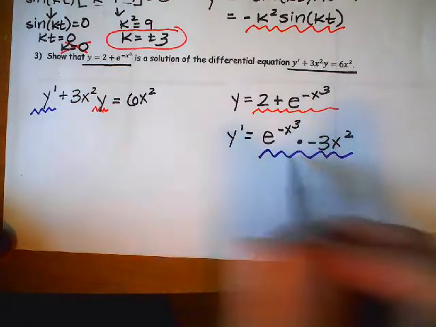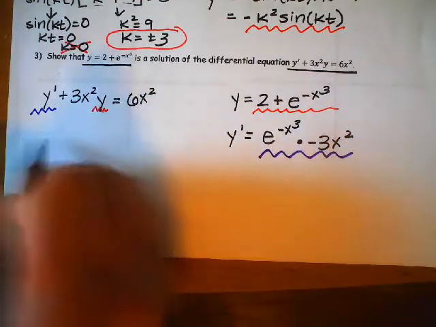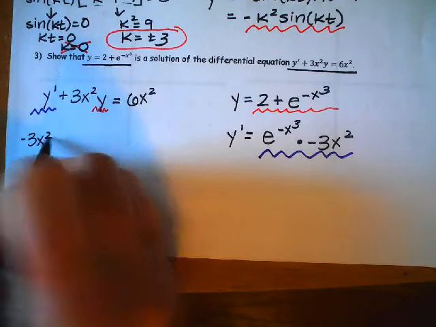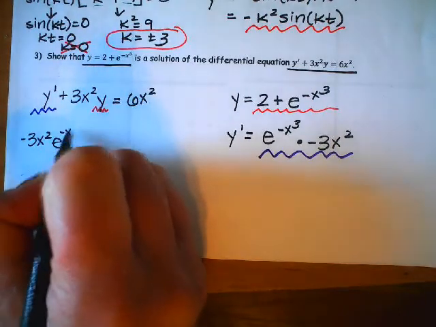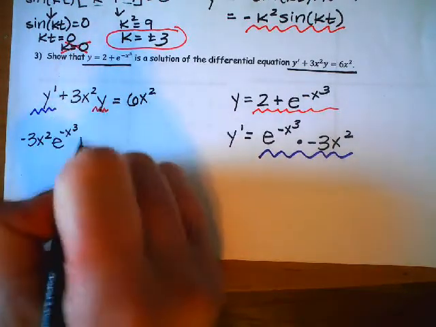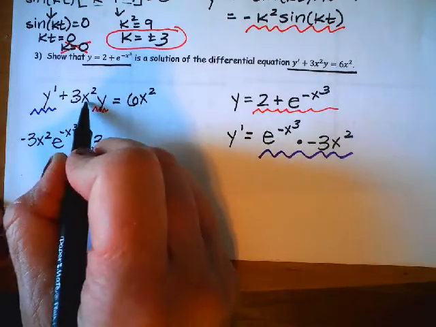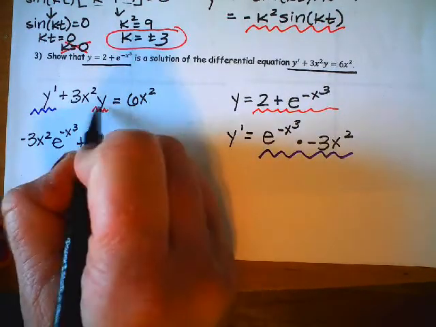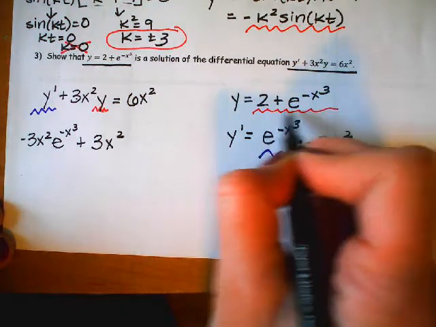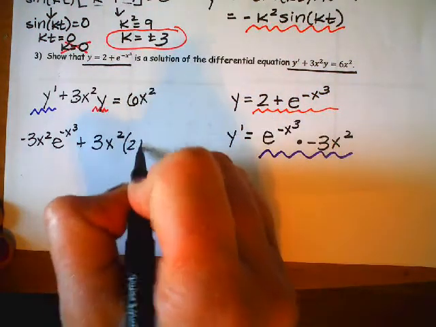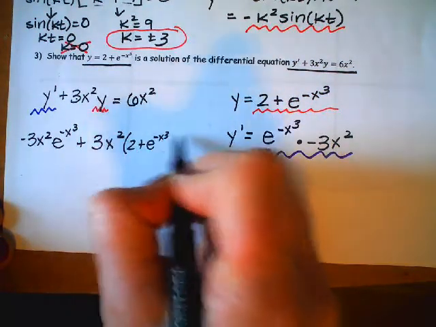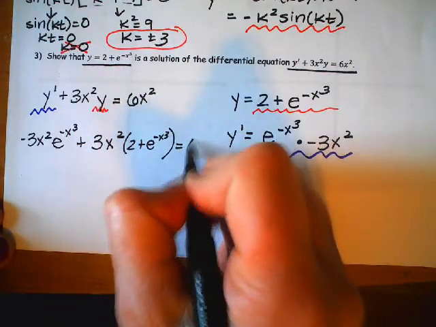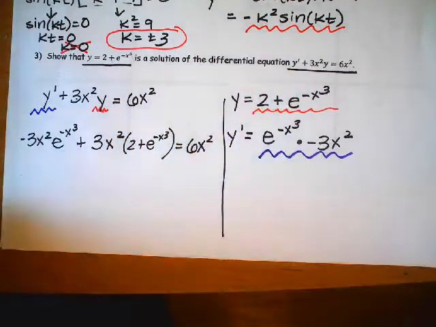y prime is going to be replaced with, I'll write the negative 3x squared in the front, e to the negative x cubed plus, I see a 3, I see an x squared. In for y, I'm going to put this value of y in. So 2 plus e to the negative x cubed. And it's supposed to be equal to 6x squared.